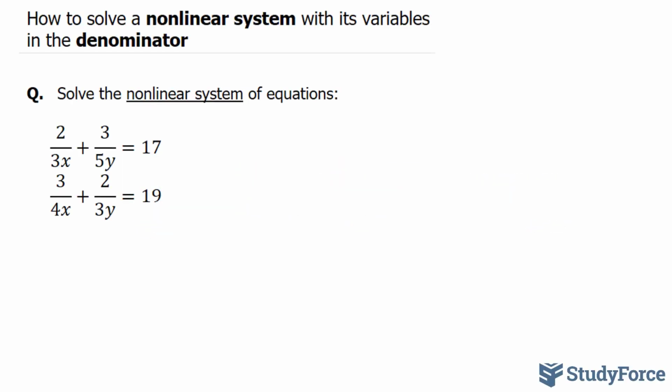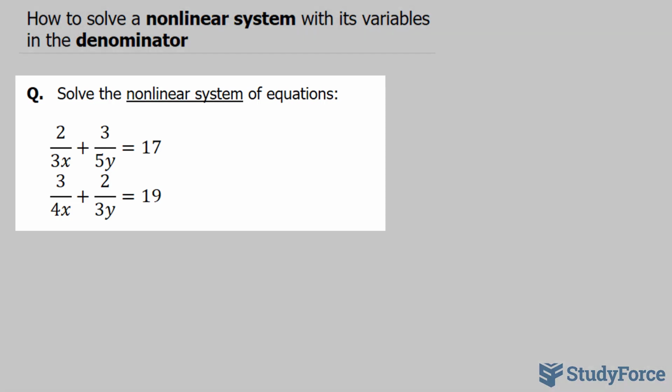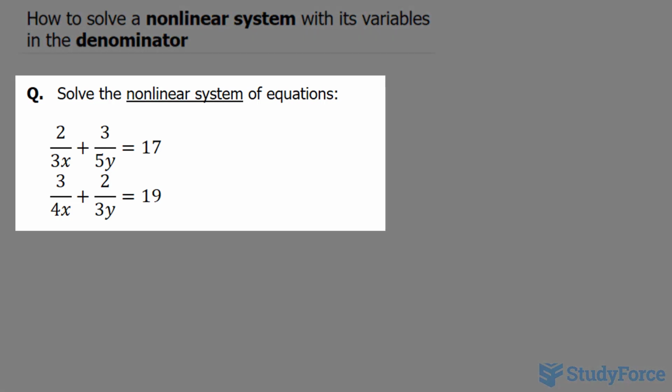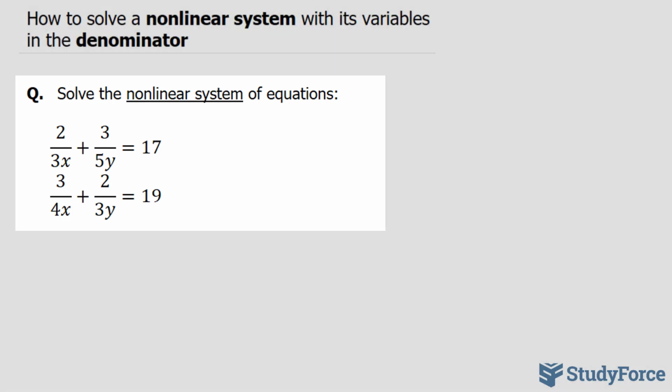In this lesson, I'll show you how to solve a nonlinear system with its variables in the denominator. The question reads, solve the nonlinear system of equations shown below. Notice that the variables for both of these equations are located in the denominator position, and because of that, it's not a linear system. It is a system, however, with two curves intersecting at one point.